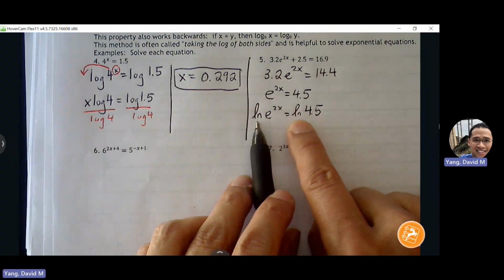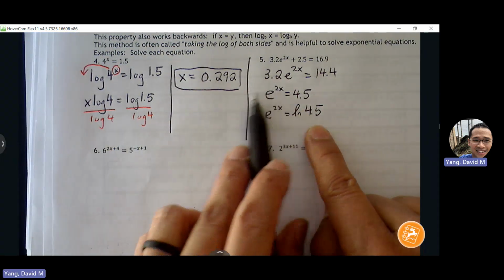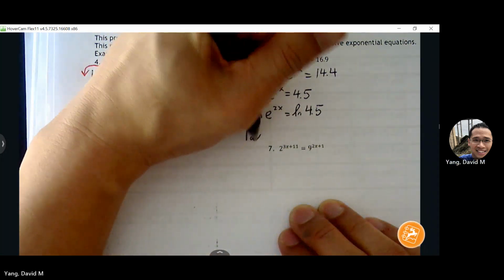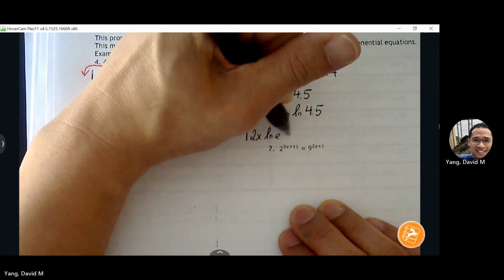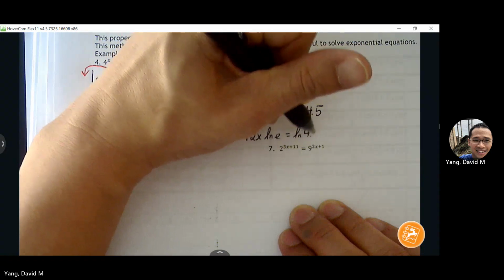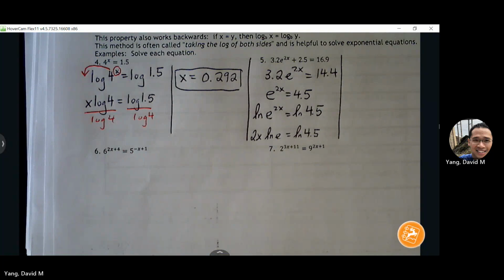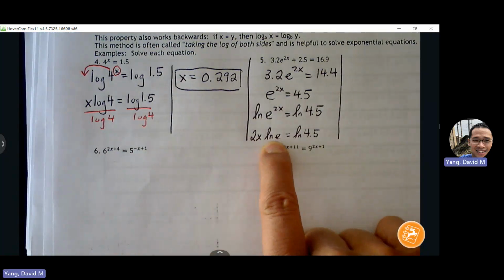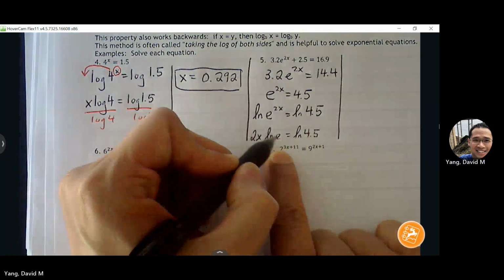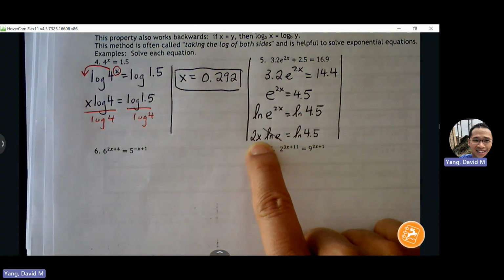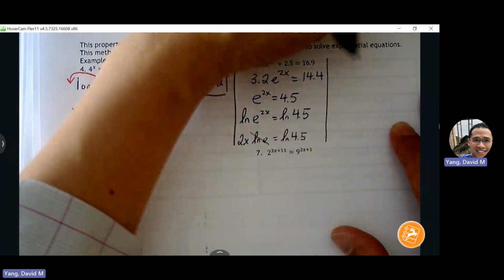If I take the natural log of both sides, I can bring that exponent down. Remember, natural log is just log base e. The nice thing about natural log of e is if you enter this in the calculator, it's just equal to 1. So that goes away quickly for us. If I wanted to solve for x, I can divide both sides by 2.